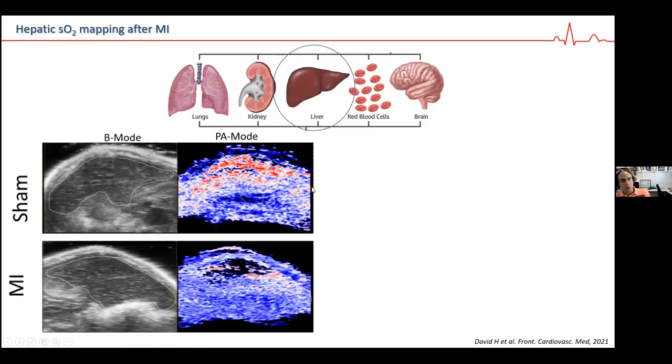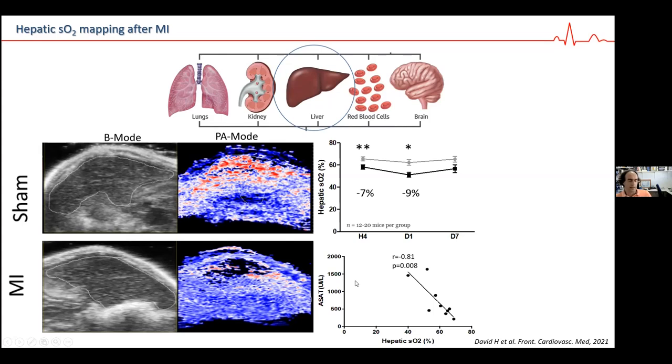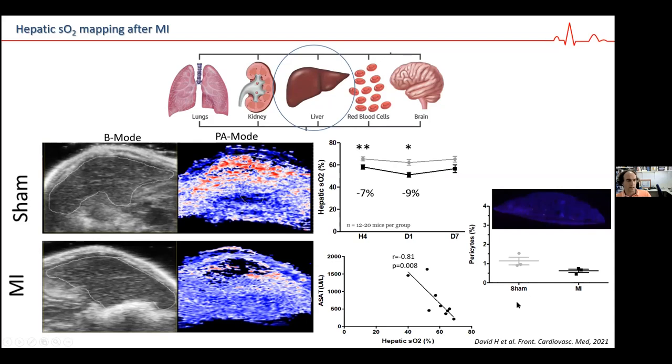Then we moved to the liver. We wanted to have a look at what's going on in the liver. In the liver, we were able to assess and draw regions of interest in B mode and PA mode in the MI mice, and found basically similar results, meaning you see a decrease in oxygenation level in the acute phase after myocardial infarction, which comes back nearly to normal, and it's highly correlated to liver cytolysis biomarkers like ASAT or ALAT. We saw a decrease as well in pericyte number.